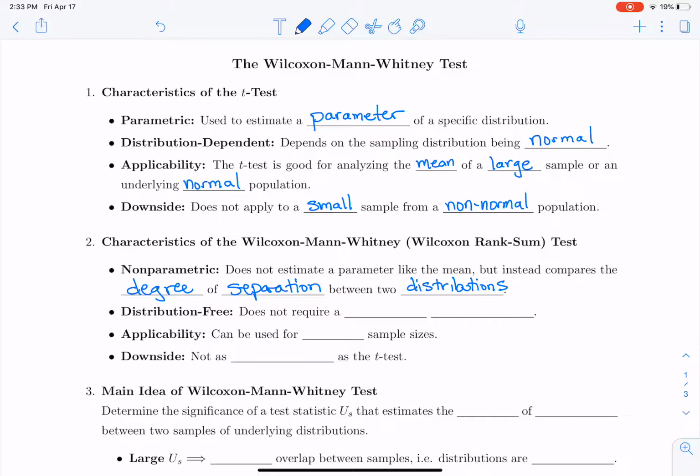It's a distribution-free test. It does not require that your population have a specific distribution. And it can be used for small sample sizes. But the downside is that it's not as powerful as the t-test.